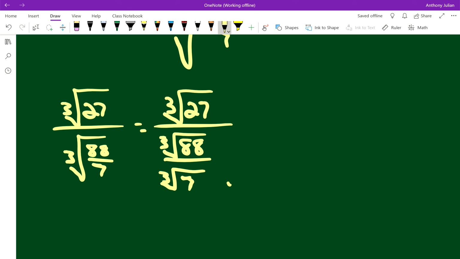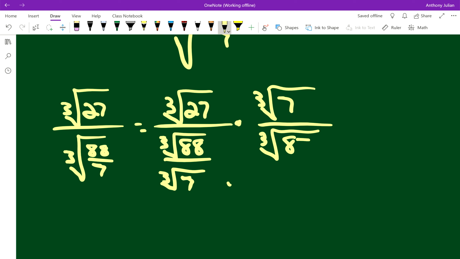All right, so at this point, now we can do the keep, change, flip, maybe, possibly. And I believe that's going to end up being times, and then up top it will be the cube root of 7, and then over the cube root of 88. Okay, so far so good. And let's see, now what shall we do? Let's see, keep, change, flip.